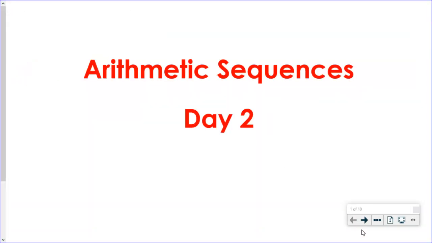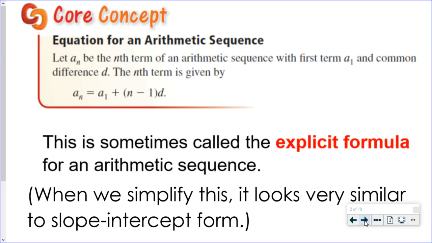Everybody, we are continuing on with arithmetic sequences. If you don't have it out, you should have that second worksheet out. Again, at the top of the page, you should write, if you haven't, this equation. This is the explicit formula. It's the same one we did in the last lesson.